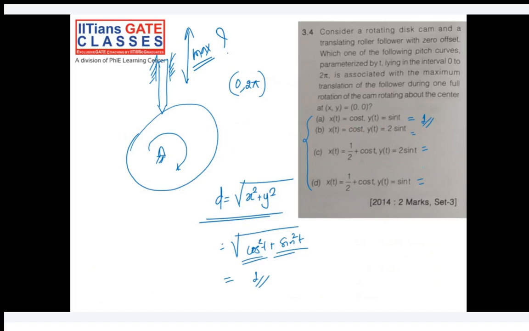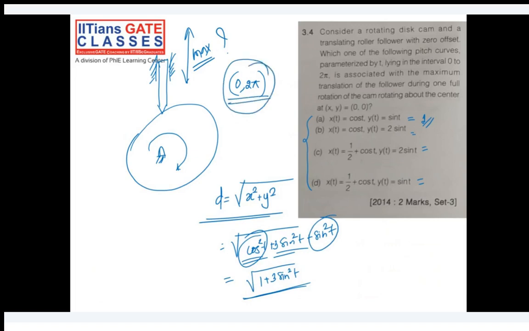In the second case, x is equal to cos t again, so cos square t, but y of t is 2 sine t, so 2 sine t whole square is 4 sine square t. Out of this 4 sine square t, you can write 3 sine square t plus sine square t, and this sine square theta plus cos square theta will become 1. So it will be under root of 1 plus 3 sine square t. Between 0 to 2 pi, the maximum value of sine can be 1, we know. So 3 into 1 is 3, plus 1 is 4. So the maximum of this function will be under root of 4, which is 2. Do you agree?